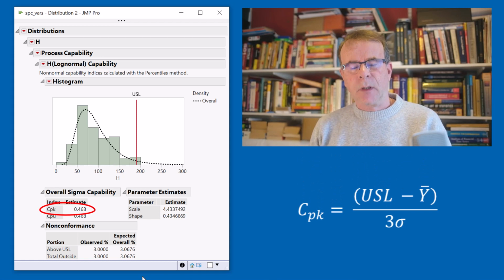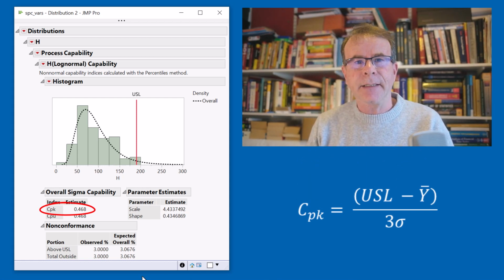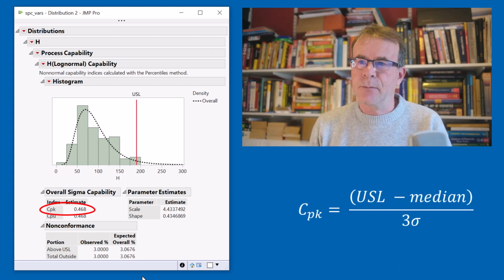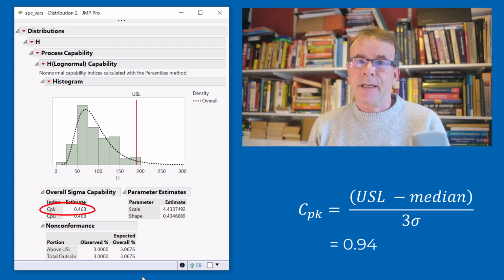So what's going on? Well, CPK kind of gives you an indication of where the process is located relative to the specification limit. But this measure of location, for a normal distribution, you can take the mean value as a measure of location. But for a skewed distribution, the median is a more appropriate measure of location. So maybe I just need to modify this equation to have the median instead of the mean. If I plug this number in, then I get a number even larger. So that didn't work out, but my motivation was correct.